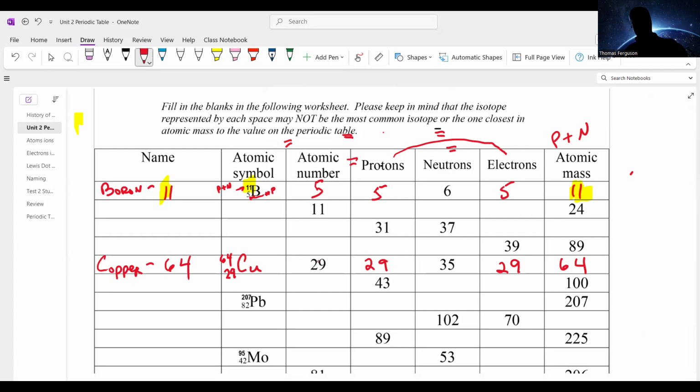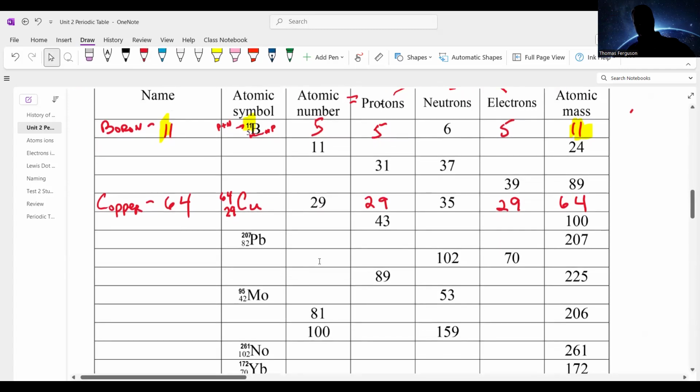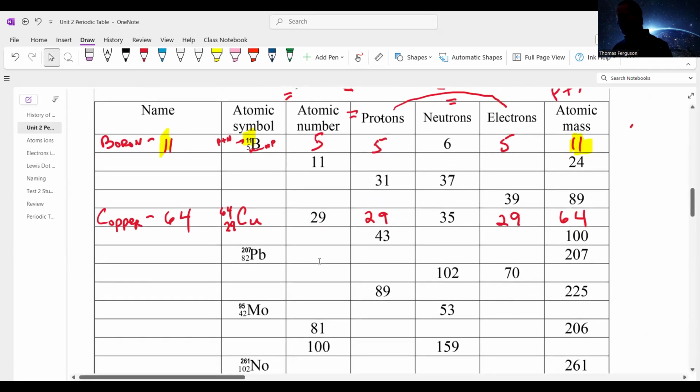Okay, so why don't you go ahead and fill this out. In a little while, I'm going to talk about a similar table, only with ion.